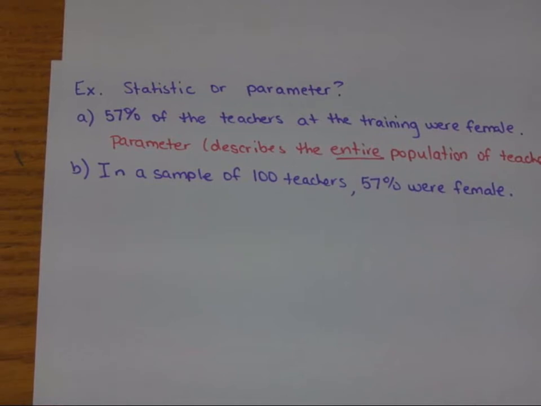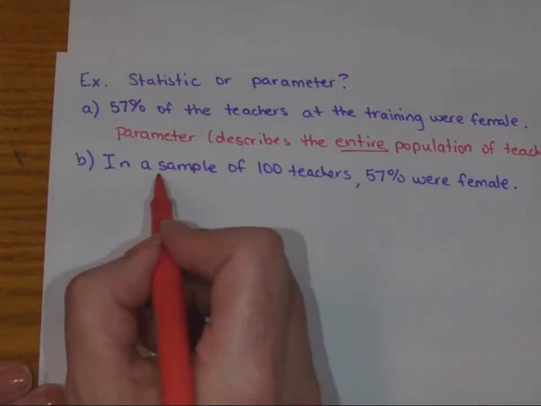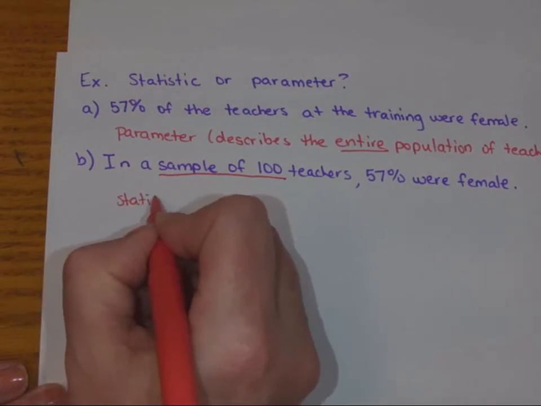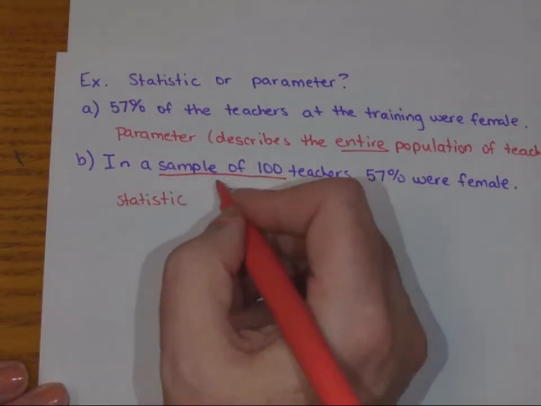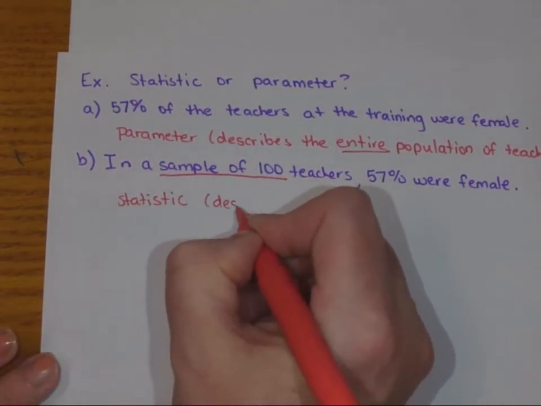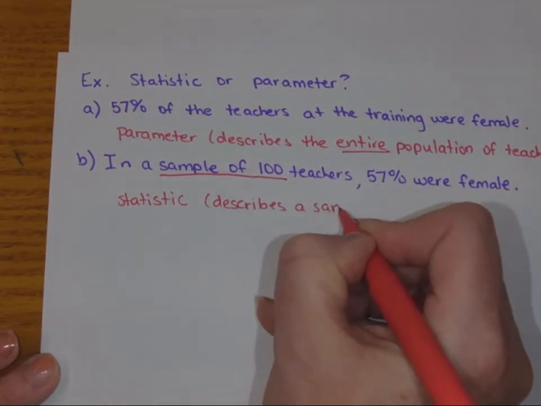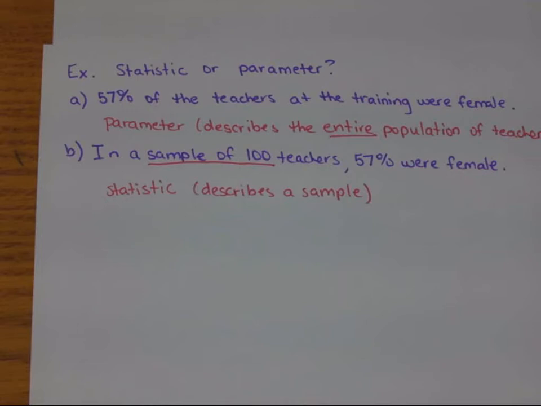Okay, notice this one mentions the term sample. We have a sample of 100 teachers, so this would be a statistic because it describes a sample. So notice the same exact number can actually be two different terms, right? If it's describing the whole group, it's considered a population. If it's describing just a smaller subgroup, then it's considered a statistic.